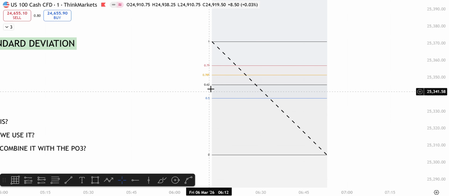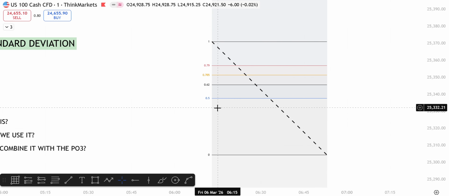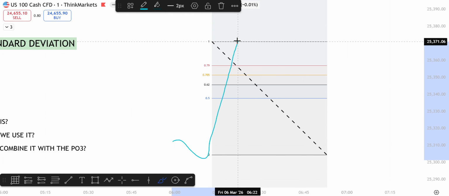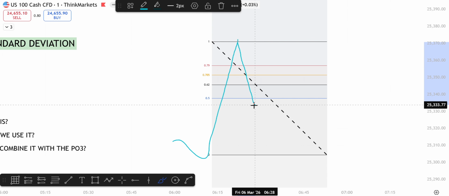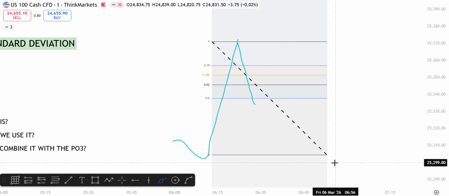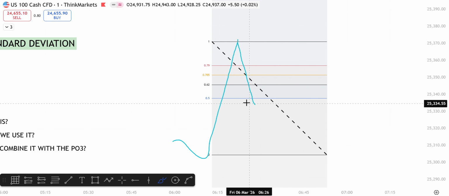So you've got the 1 and the 0, and the 0.5 is called a discount or a premium. Imagine you've got this marked out like this. Usually price, before it takes off, because you want to be trading in this direction, usually goes into a discount. The discount is that 0.5 or 50% of the range, and that is why it's very important as well.